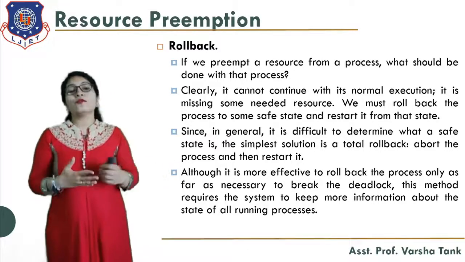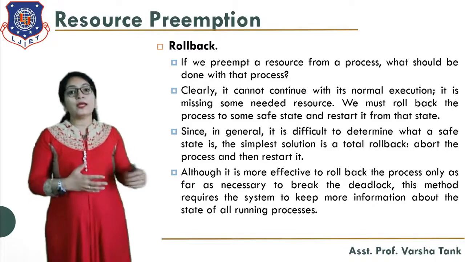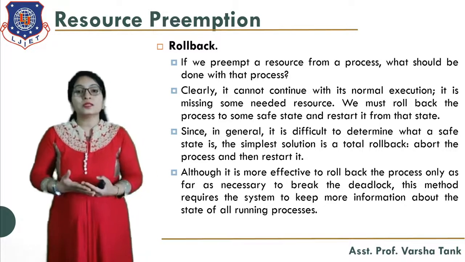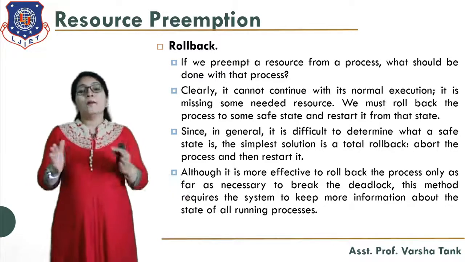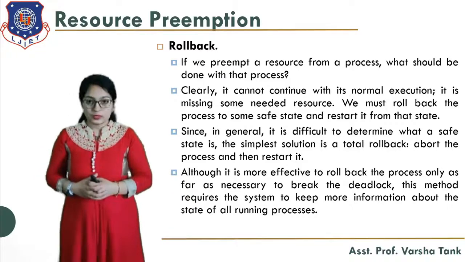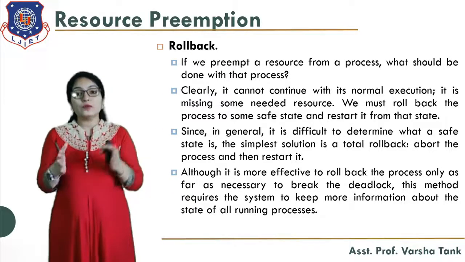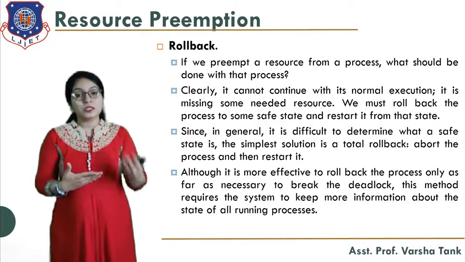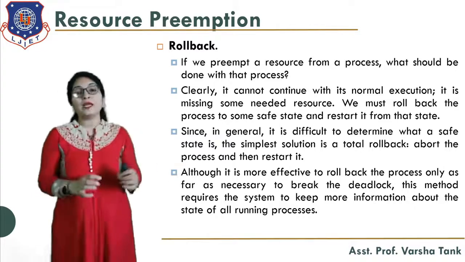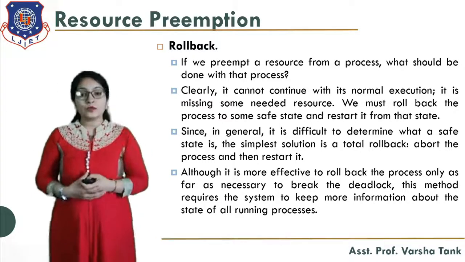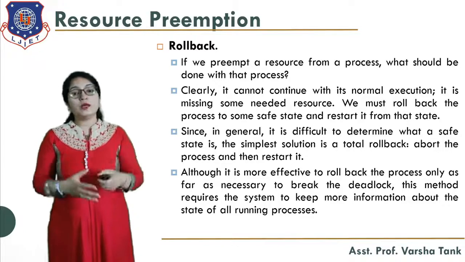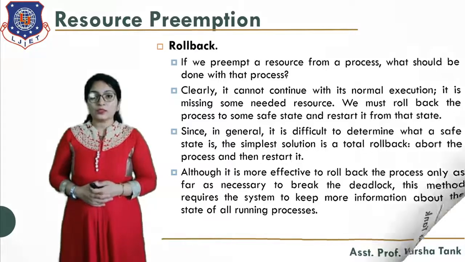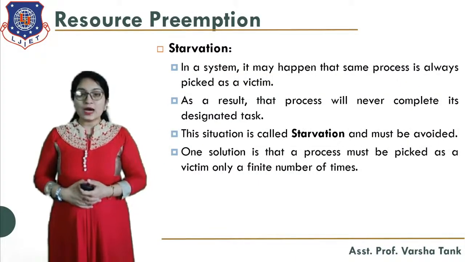Although it is more effective to roll back the process only as far as necessary to break the deadlock, this method requires the system to keep more information about the state of all the running processes. We have to check the state of each and every process in the system: which process is active, which process is blocked. Everything should be handled by the process control block that we have seen, so every piece of information should be determined in the process control block when we do the rollback of any process.